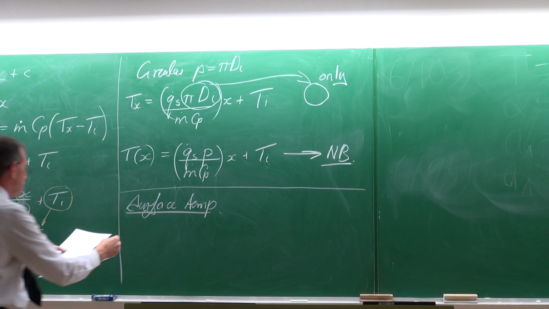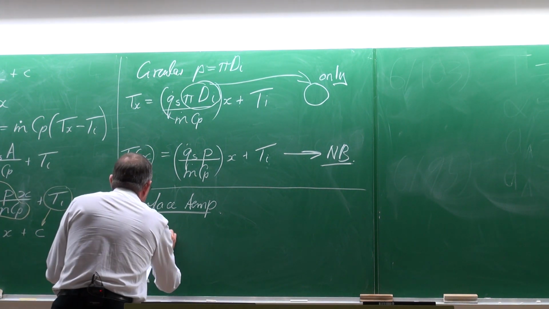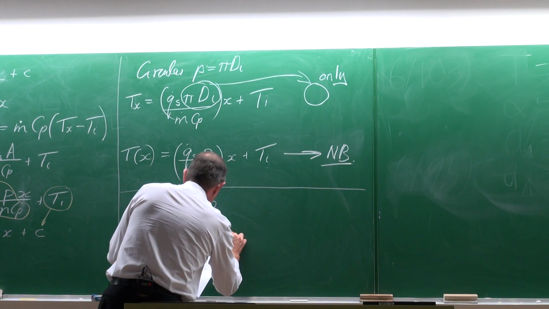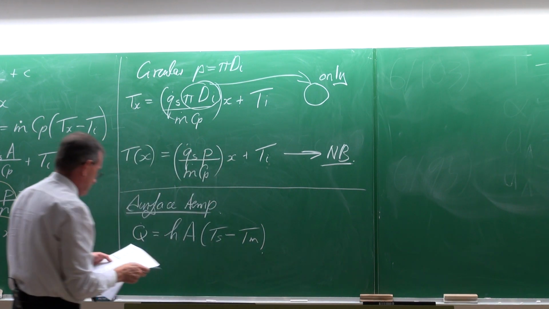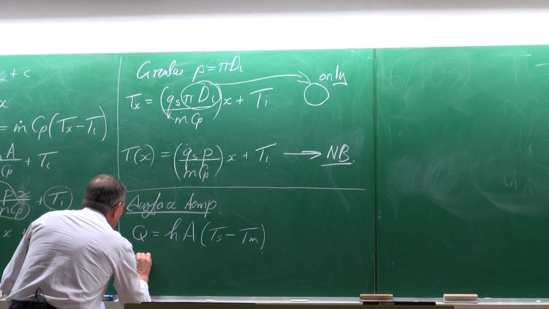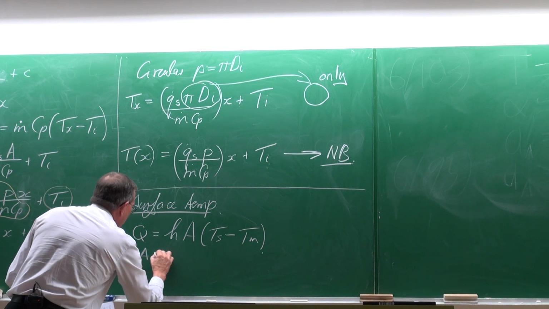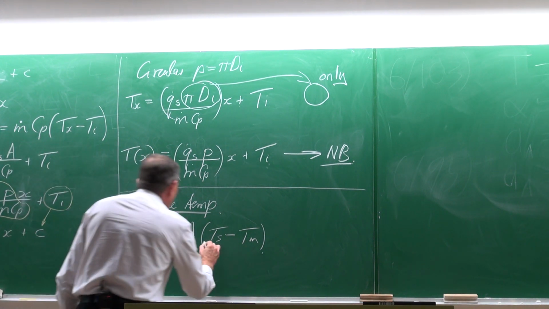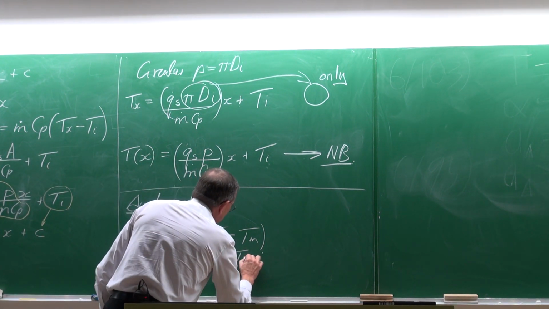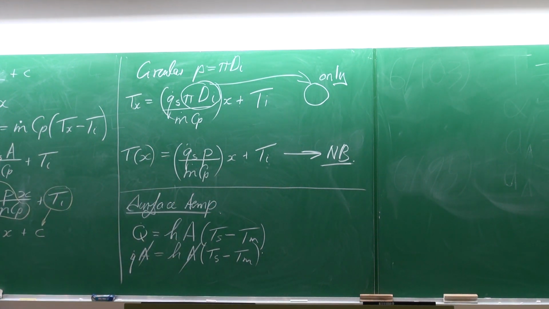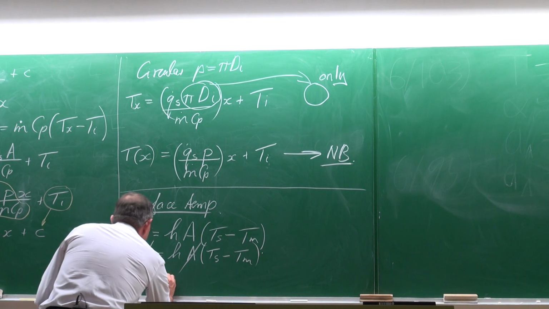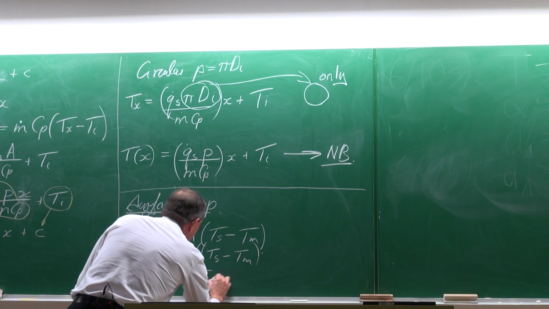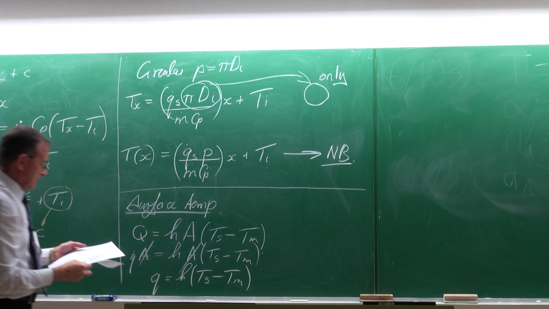Okay, for the surface temperature, let's write again the equation of the heat transfer rate is equal to the heat transfer coefficient multiplied by the area multiplied by Ts minus Tm. Q dot can be written as the heat flux multiplied by the surface area. I'm going to keep on doing this for the first few lectures until you're used to it, to see that we can write the heat flux as equal to the heat transfer coefficient multiplied by the surface temperature minus the mean temperature.